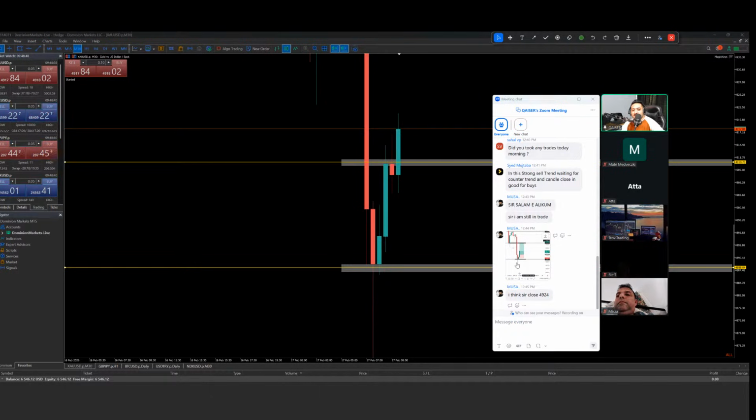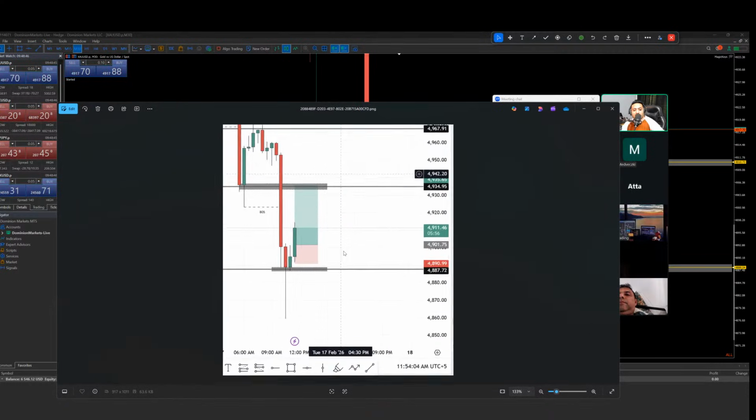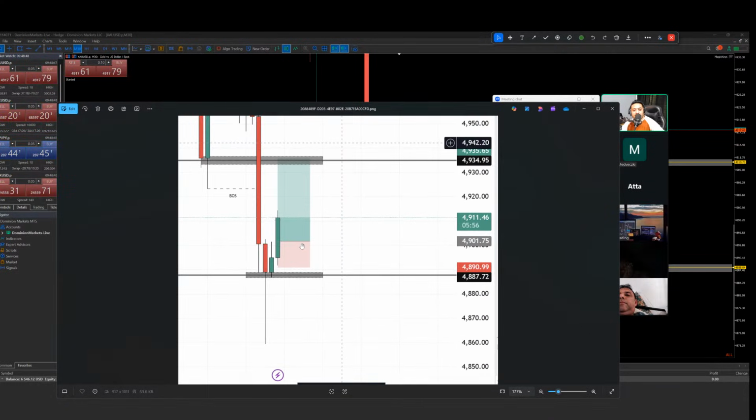So Musa sent me the chart here. Let me see. Wow, Musa is sitting in a buy right now. So Musa, what made you take a buy here actually? Can you explain this one?